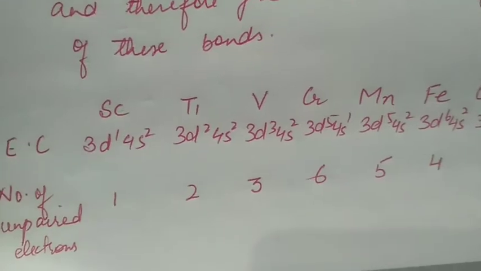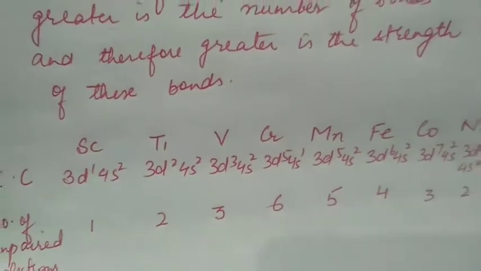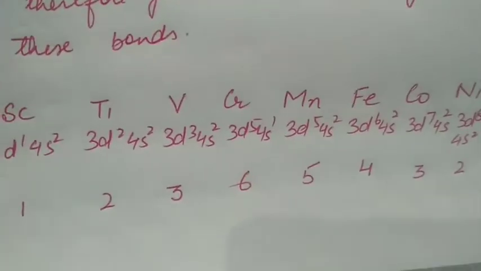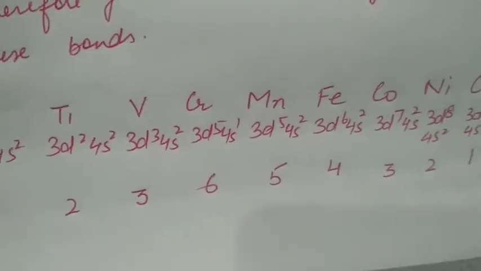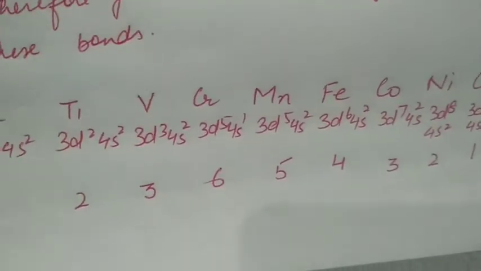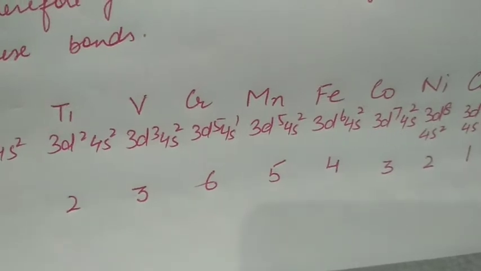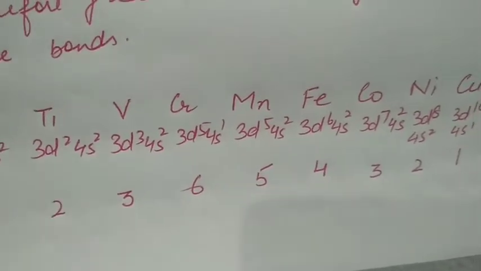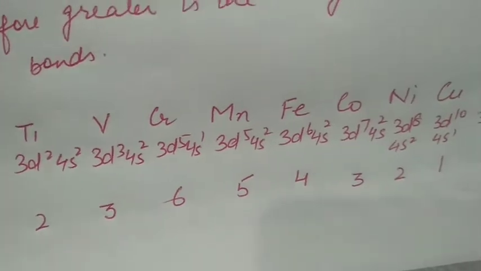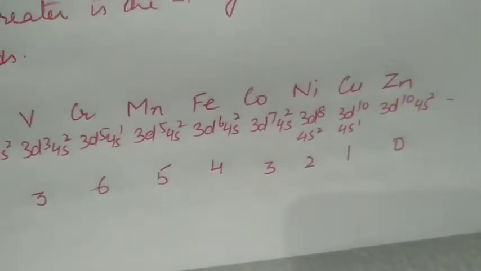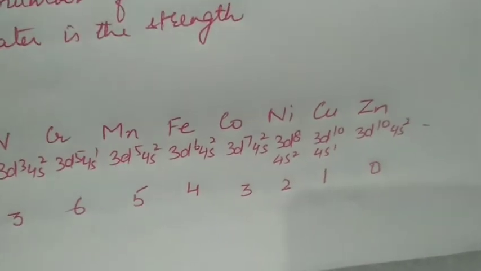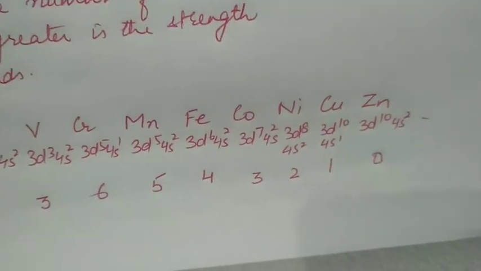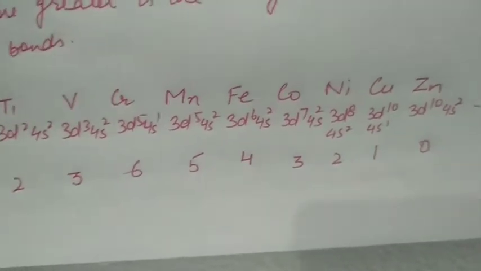Electronic configuration of scandium, 3d1 4s2, has one unpaired electron. Titanium has two unpaired electrons. Vanadium has 3 unpaired electrons. Chromium has 6 unpaired electrons, 5 in 5d orbitals and 1 in 4s. Similarly, manganese has 5, iron 4, cobalt 3, nickel 2, copper 1 and zinc no unpaired electron.